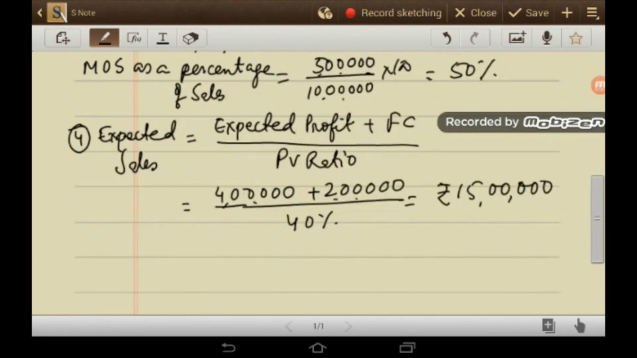The last one is expected sales to earn expected profit of rupees 4 lakh. So expected sales is equal to fixed cost plus expected profit by PV ratio. So 2 lakh is the fixed cost, expected profit is 4 lakh, divided by 40% comes to 15 lakh. So if you sell 15 lakh rupees, then you will be able to earn rupees 4 lakh.